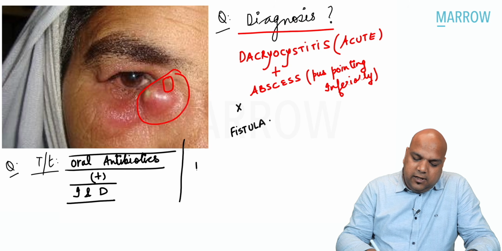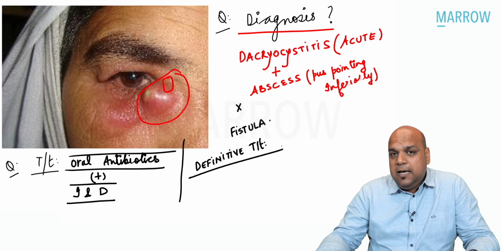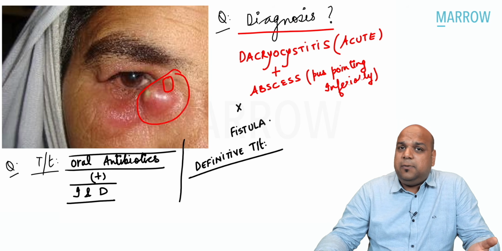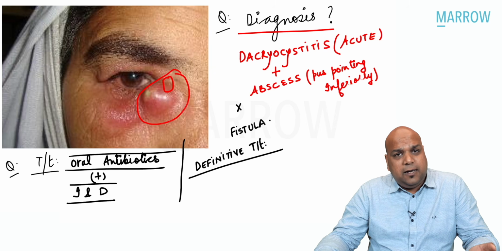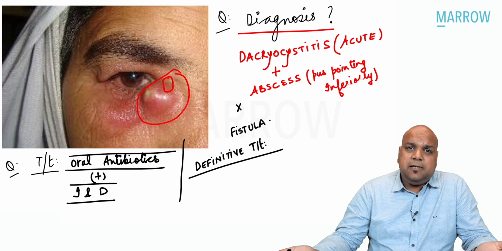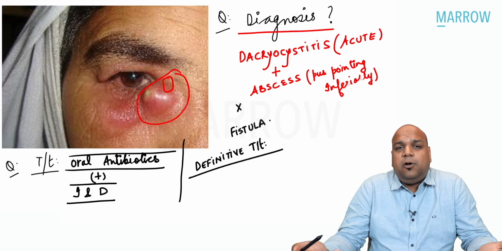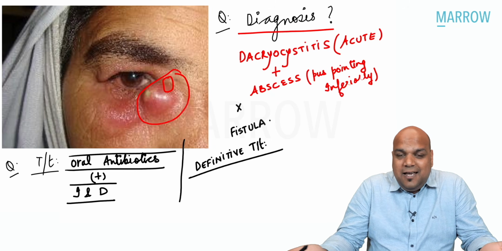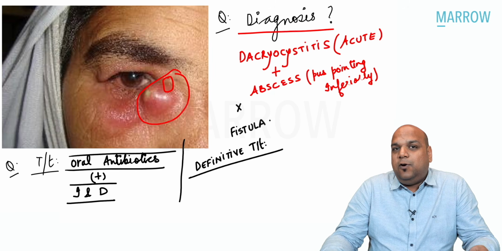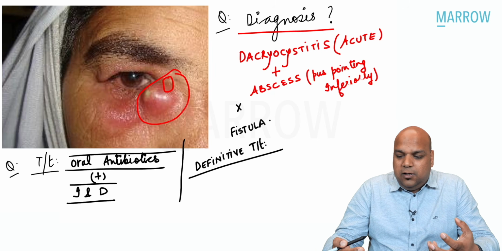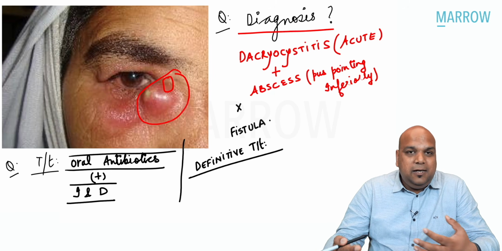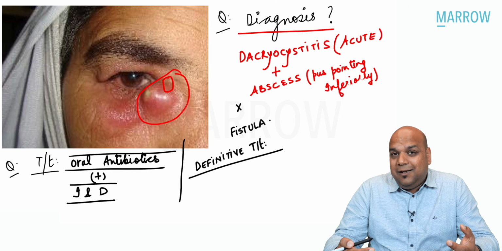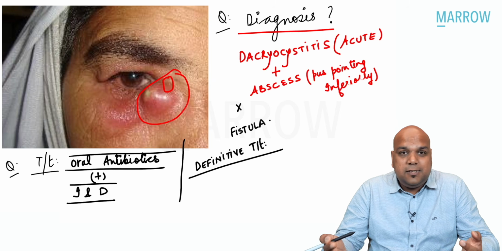But what is the definitive treatment of acute dacryocystitis or dacryocystitis? See, what is dacryocystitis? Inflammation of the lacrimal sac. Why is inflammation of the lacrimal sac occurring? Because the drainage is blocked. And where is the blockage? Nasolacrimal duct. Yes, because the nasolacrimal duct is blocked, there is watering of the eyes, which is leading to microorganisms, bacteria coming there. Most common being Staphylococcus, Pneumococcus, and Streptococcus.